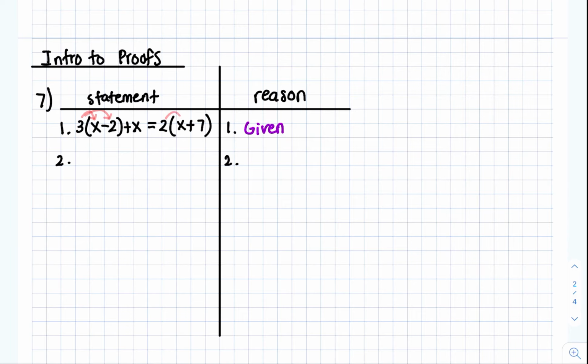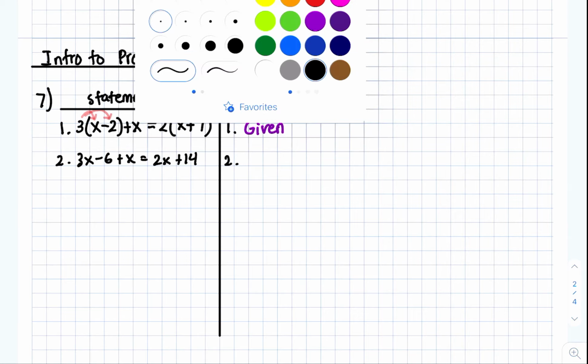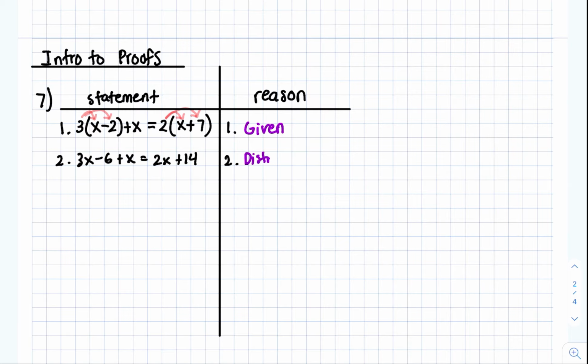3 times x is 3x. 3 times negative 2 is minus 6 plus x is equal to 2 times x, which is 2x. 2 times 7 is 14. What was the property that we just used? That is the distributive property of equality.